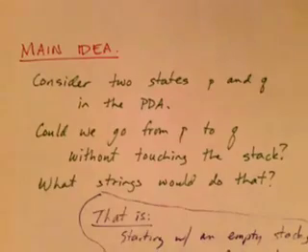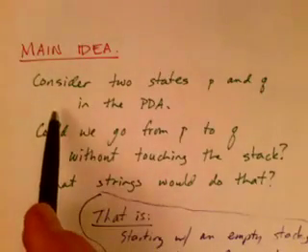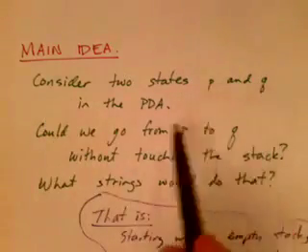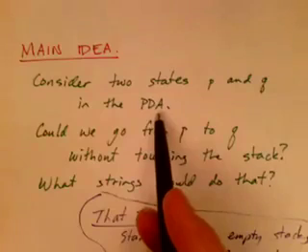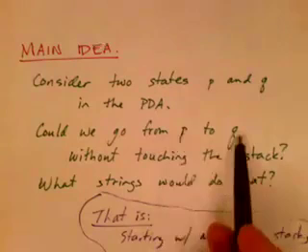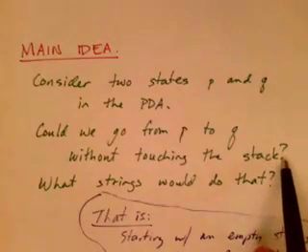Here's the main idea in this step of the proof, in this half of the proof. Consider two states, P and Q, in the pushdown automaton. And ask yourself, could we go from state P to state Q without touching the stack? That is, without going negative in the stack, without going below the dotted line, so to speak.